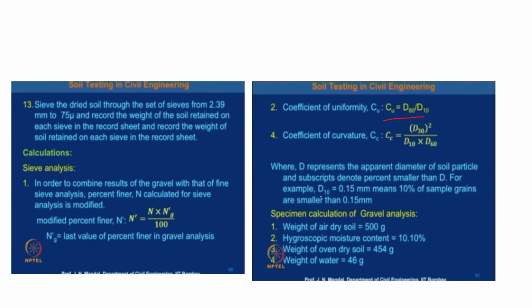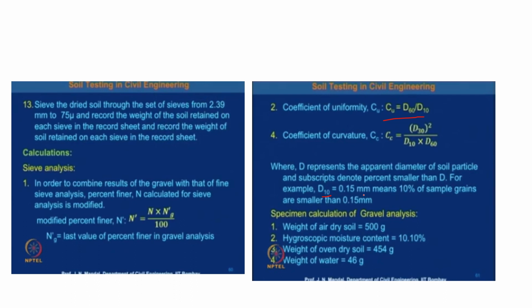So this D10 is called the effective size. You can use this D10 to find out the permeability even. There is a relation between D10 and the permeability k value. That's why this D10 is called the effective size, effective diameter.